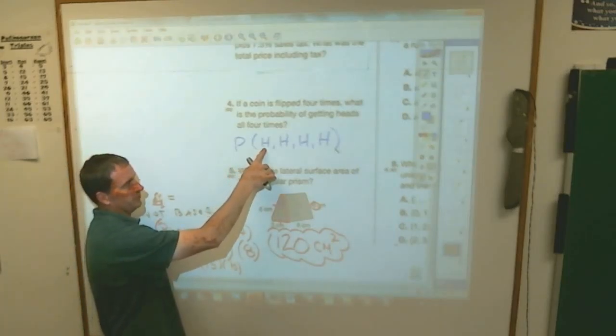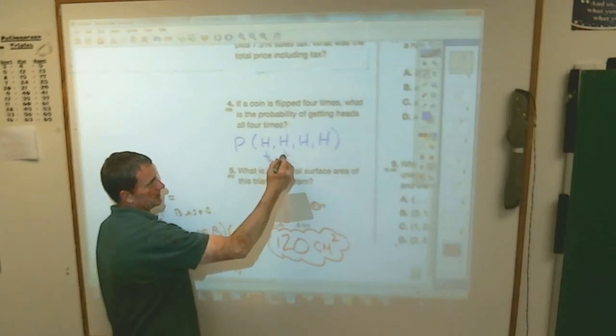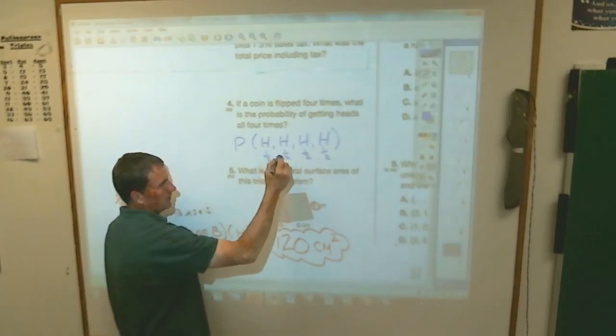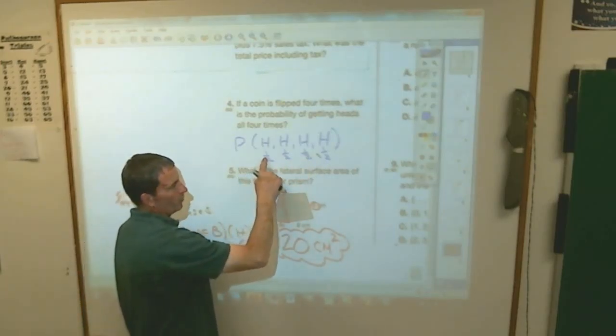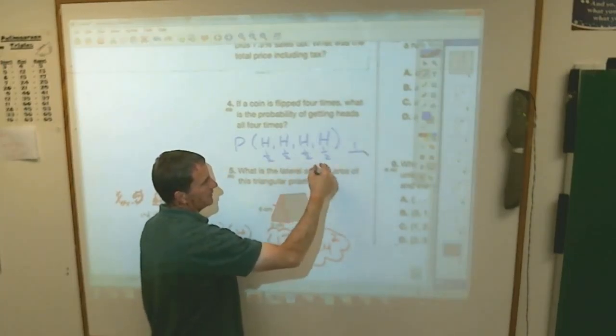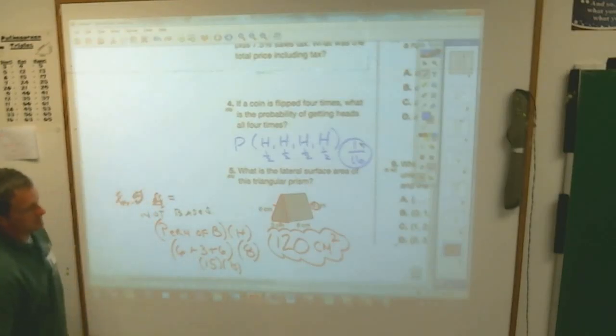What's the probability when you flip of getting a head? 1/2. It's the same the second time, 1/2. The same the third time, 1/2, and the same the fourth time. Your probability of all of them happening in that order is 1 over 2 times 2 times 2 times 2. 1 over 4, 8, 16. 1 in 16 times you should flip and get all 4 heads.